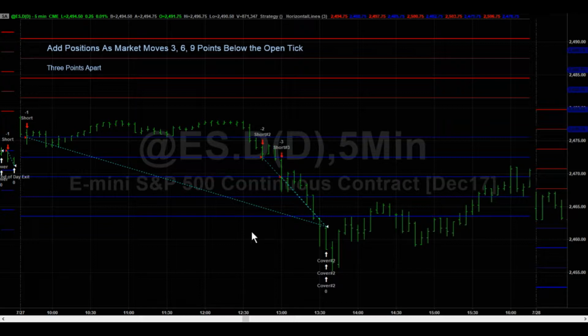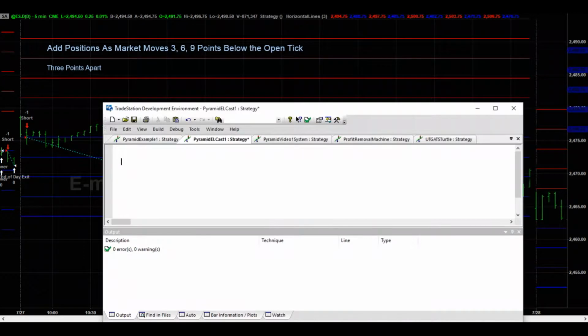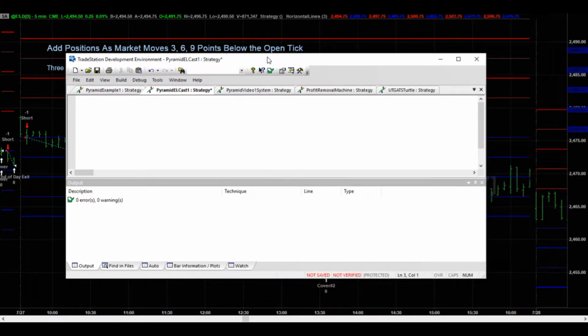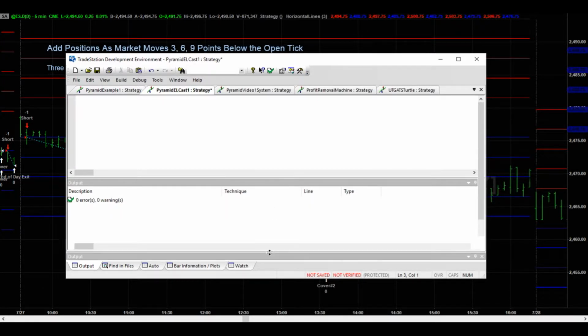So first off, let's go to the EasyLanguage editor. The name of this editor has changed, but it's been the TradeStation Development Environment, the TDE, for a few years now. I remember just calling it the EasyLanguage editor or Power Editor. I can't remember exactly what the name was originally. I've been programming with TradeStation for many, many years.